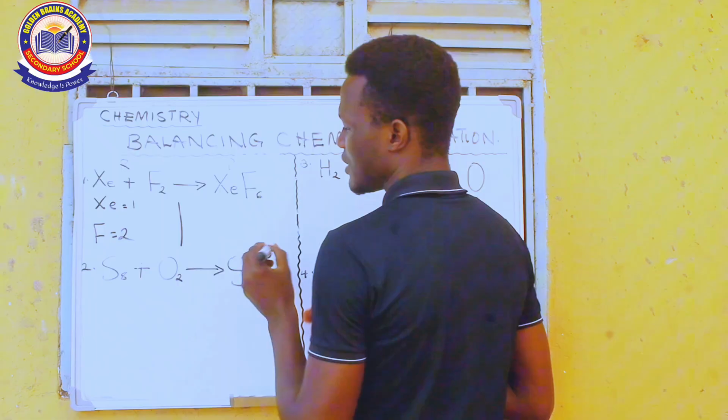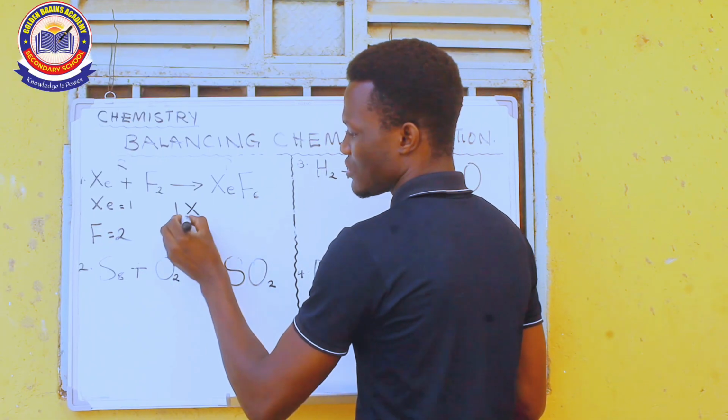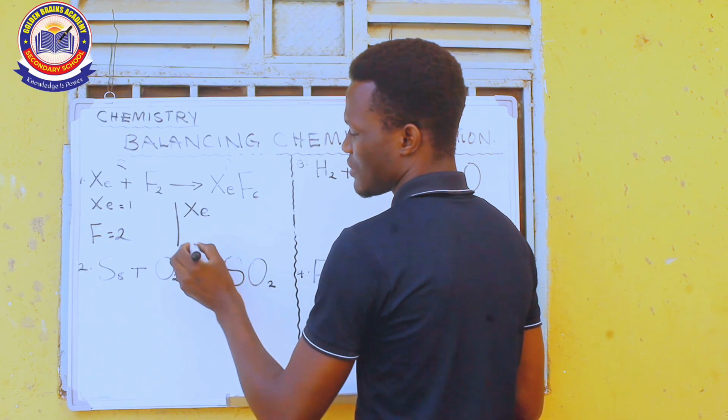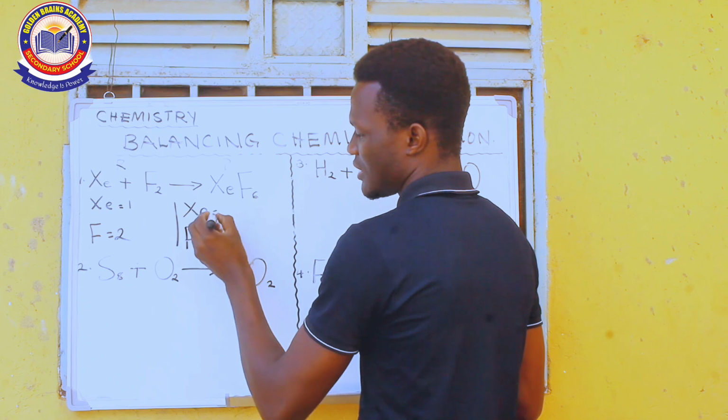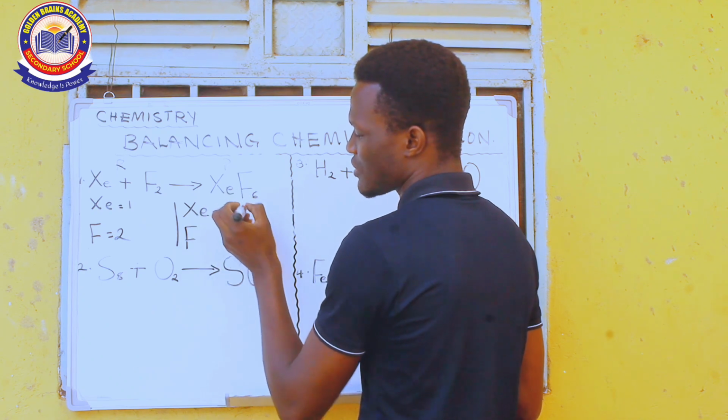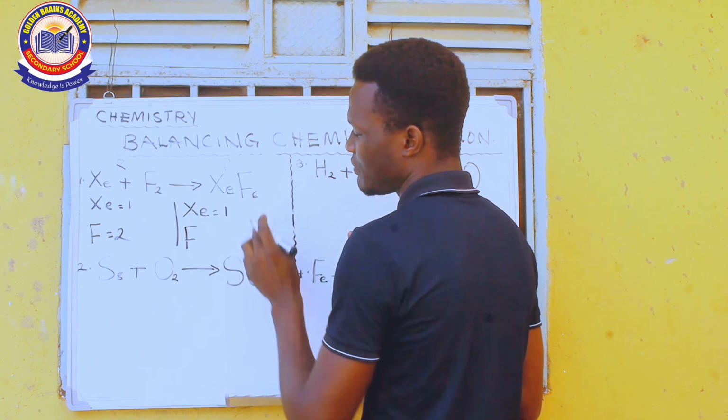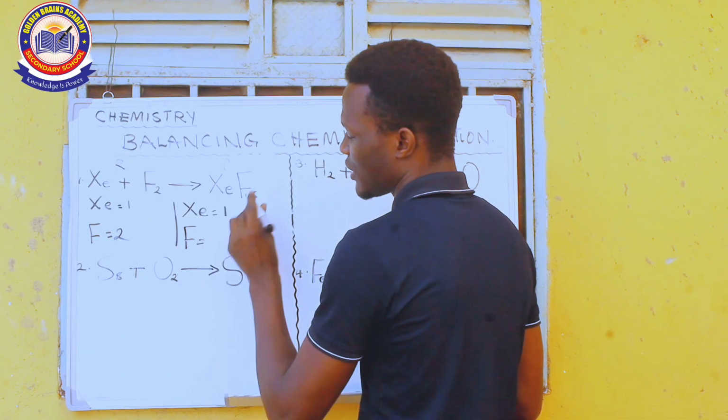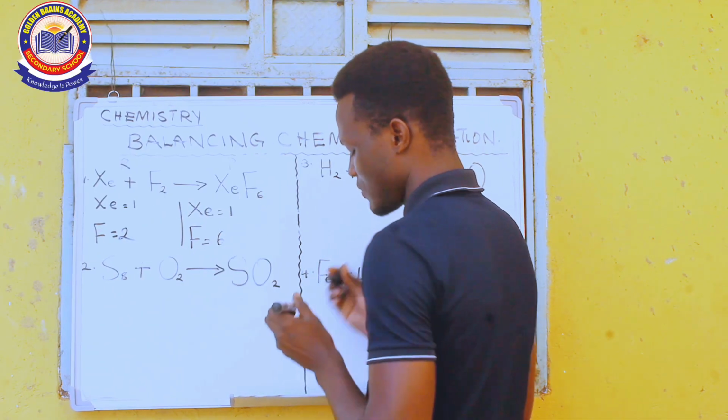Then you come to the product side. You also list the 2 elements. You have xenon and you have fluorine. Then here we know xenon has 1 in front. It's going to be 1 atom. And then the atoms for fluorine is going to be 6, because you are seeing 6.